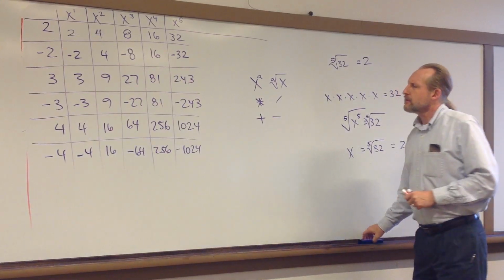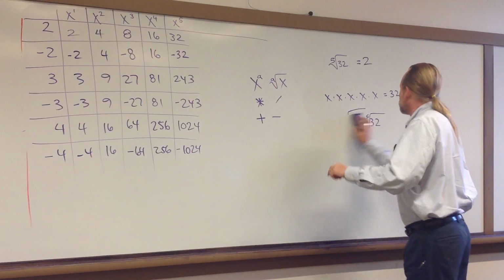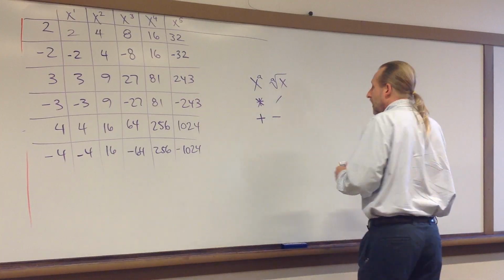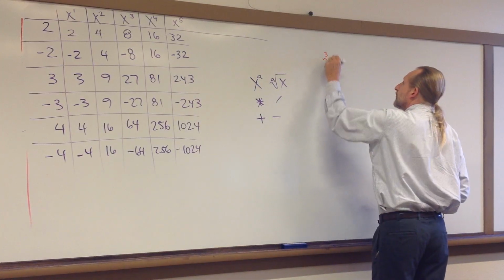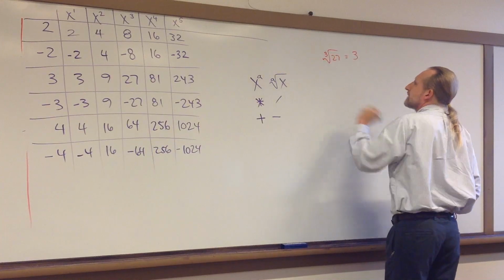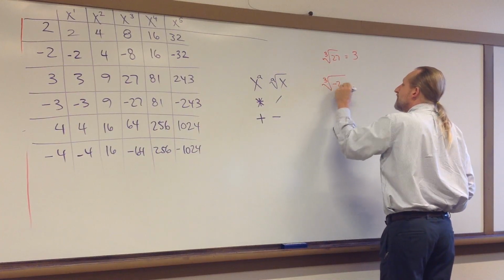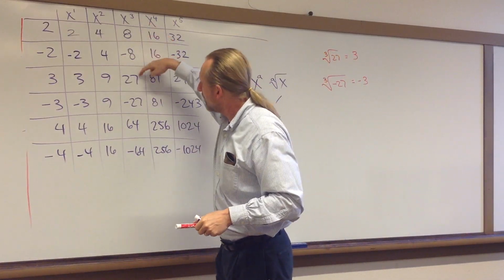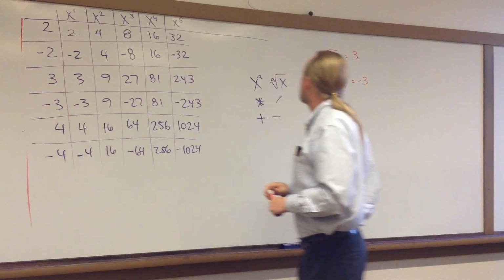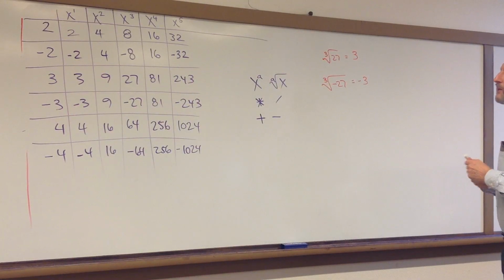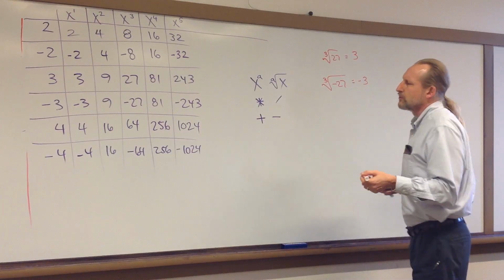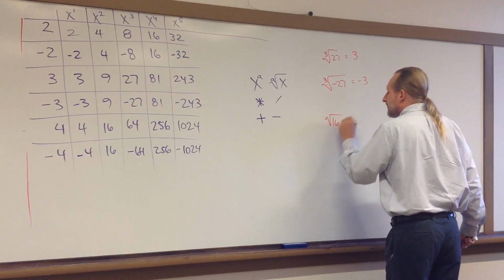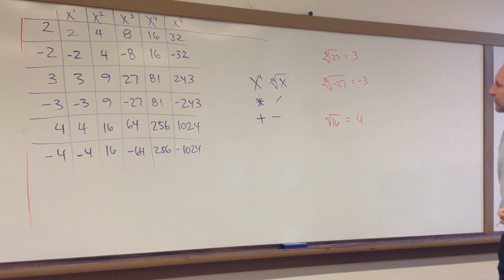Now we get into this issue of roots of negative numbers. Let's say we want the cube root of 27, we already did that, that's 3. If we want the cube root of negative 27, that's going to be negative 3, right? Because these odd powers work differently. Now let's back up and work with 16 here. The square root of 16 is equal to 4 because 4 times 4 is 16.